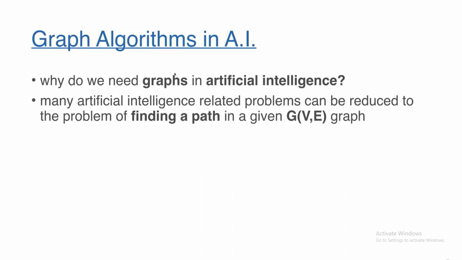So what is the motivation exactly? Why do we need graphs in artificial intelligence? And the answer is quite simple. Many artificial intelligence related problems can be reduced to the problem of finding a path in a given graph.